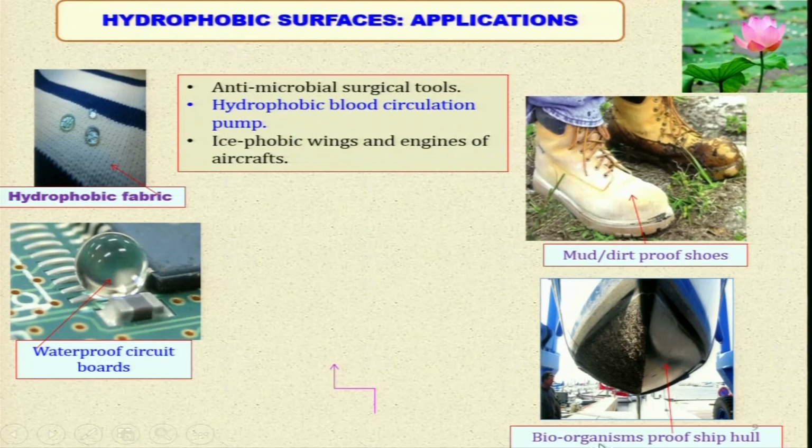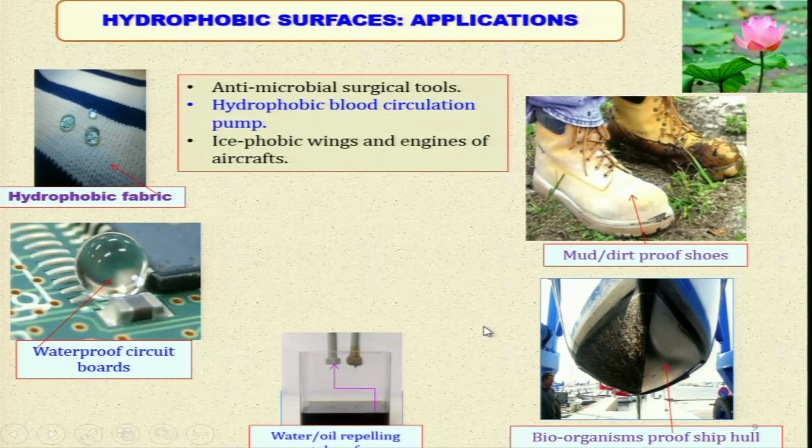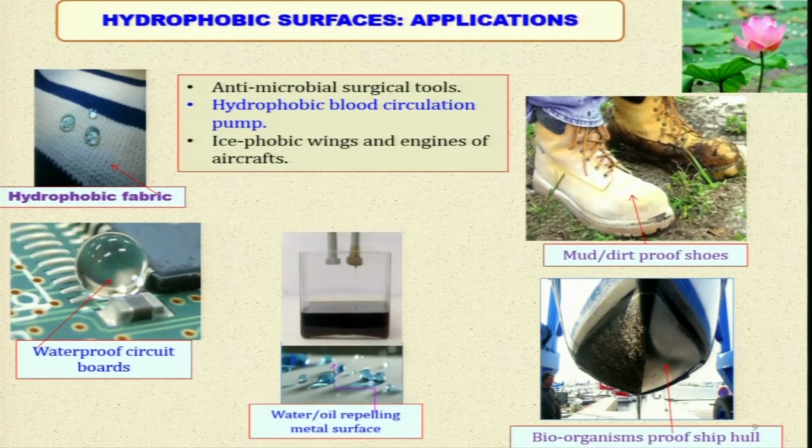This is a bioorganism proof ship hull. This is the hydrophobic surface. This is not the hydrophobic surface, and you can see the clear difference in the quality of the hydrophobic surface and non-hydrophobic surface. And definitely, if it is not a hydrophobic surface, then the life of the ship will definitely get reduced substantially.